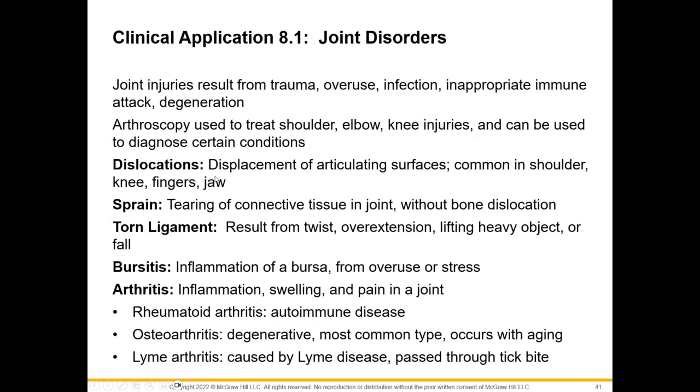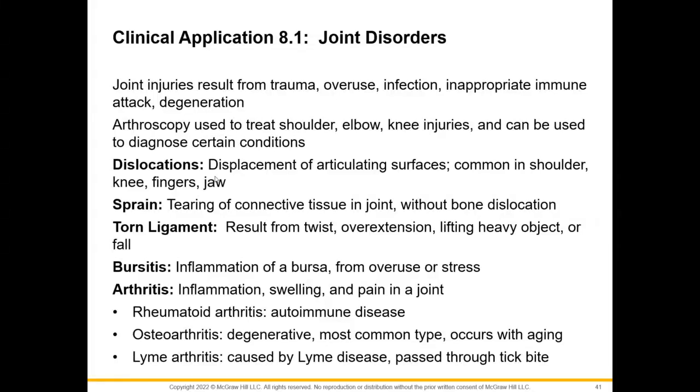Okay, the clinical applications are joint disorders. So joint injuries result from trauma and overuse, an infection, inappropriate immune attacks, and degeneration. Arthroscopy is used to treat shoulder, elbow, and knee injuries, and we can use that to diagnose certain conditions. Dislocations, of course, happen quite often. This is displacement of the articulating surfaces. This is common in the shoulder, the knee, the fingers, and the jaw.